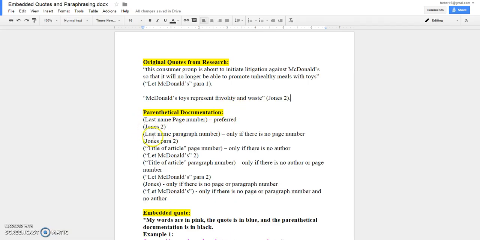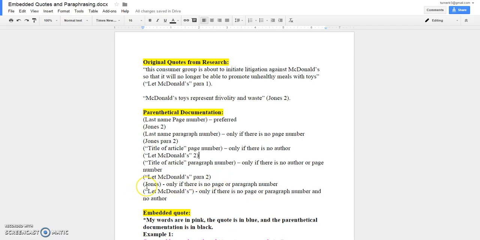So here it is in order of preference. Preferred is last name, page number, no comma in between. So an example of that is Jones 2. If there's no page number, last name, paragraph number, so Jones para 2. If there's no author, you'd put the title of the article in quotation marks and then the page number. So for example, "let McDonald's" and 2. If there's no author and no page number, you'd put the title of the article and then the paragraph number. So "let McDonald's" and then para 2.